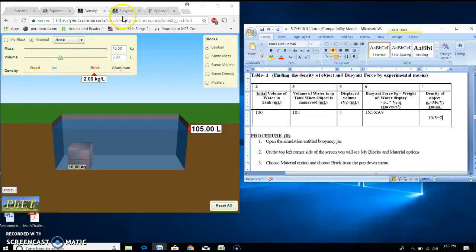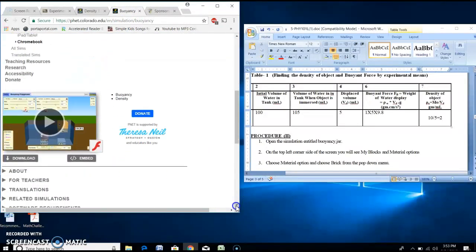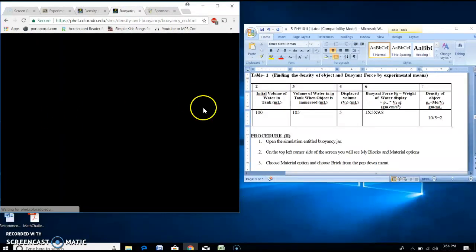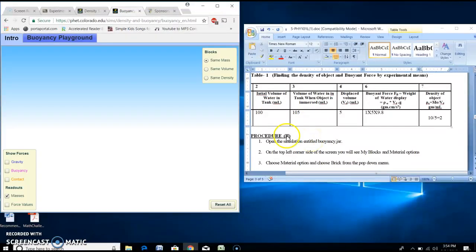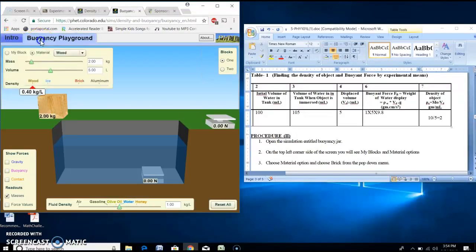And then for part 2, I want you to open the buoyancy simulation, which is this right here. On the top left corner you will see a screen with my blocks and material options. Then choose the option of brick from the drop-down menu, which is again a brick right here.